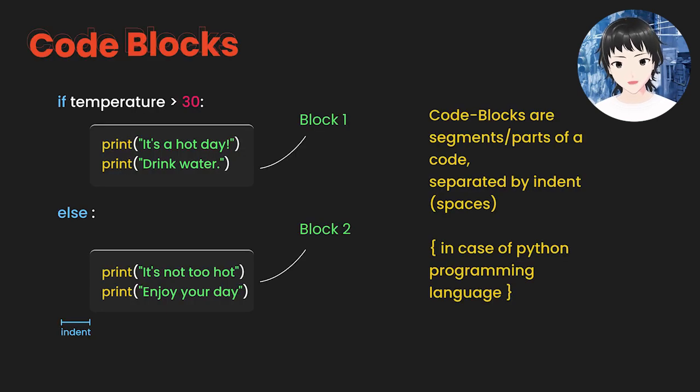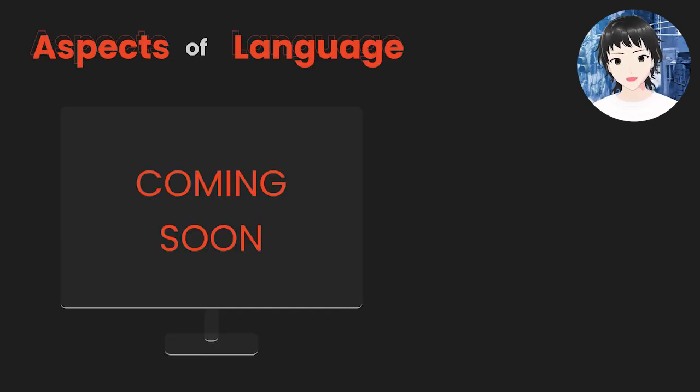Now, this is a technical term called code blocks, which is actually pretty simple, but it seems very complex. Like, what are code blocks? So code blocks are basically parts of code or segments of code separated by, in Python, an indent or a space. Code blocks are basically a group of codes. So these were the code blocks. Then I can move on to the aspects of language, but I'll not be covering it right now. I'll be covering it in my next video.